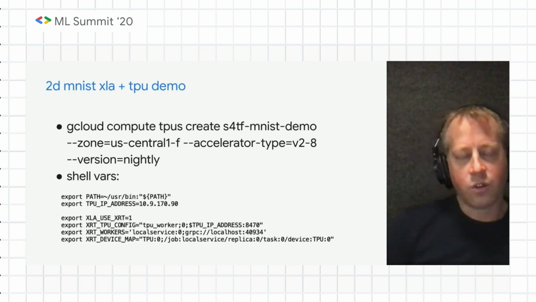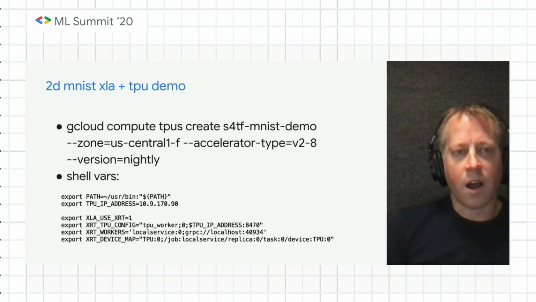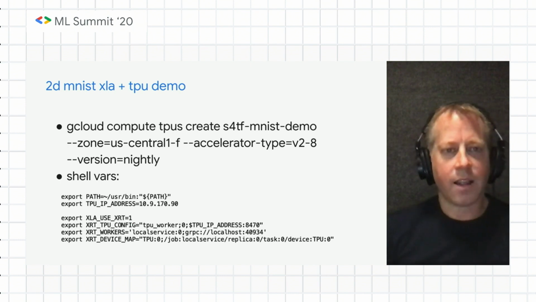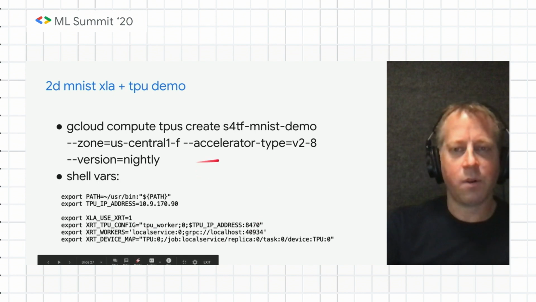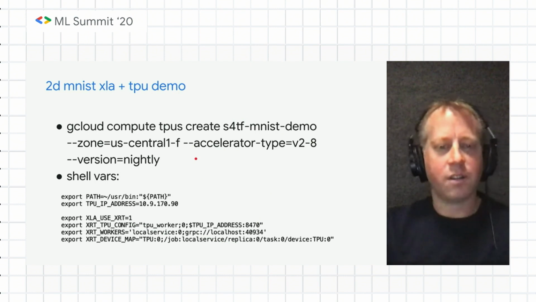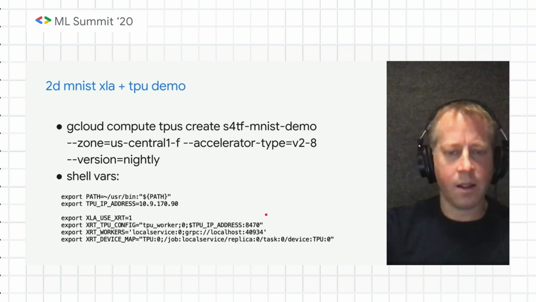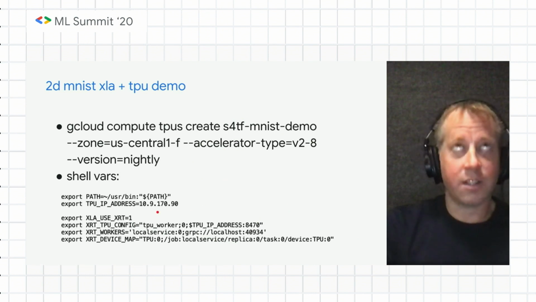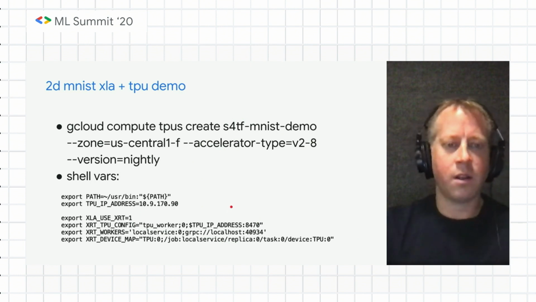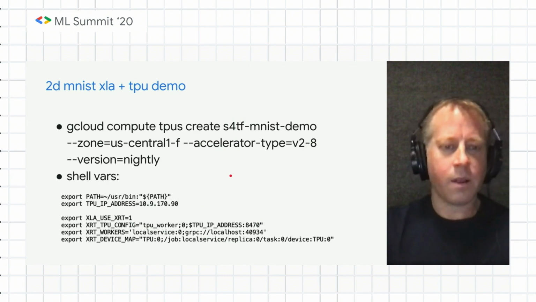So now let's demonstrate running a 2D convolutional neural network on the MNIST dataset using XLA and a TPU in the cloud. This first line is quite simple. This is how I created my TPU before the presentation. So I have it running and standing by. These are some shell variables you need so that your Swift for TensorFlow code knows what TPU it's talking to. But other than that, everything else is roughly the same.